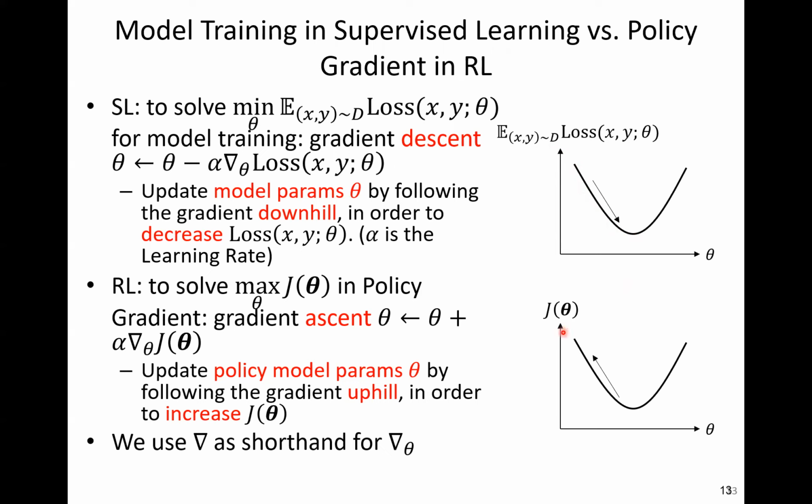But for RL, to maximize the J theta function, we do gradient ascent to update the policy model parameters, theta, by following the gradient uphill in order to increase J theta. To avoid clutter, we omit the subscript and understand that this derivative is with respect to the parameters theta.